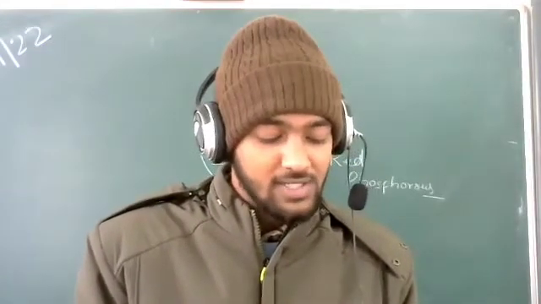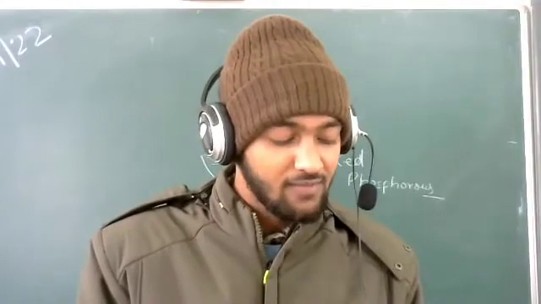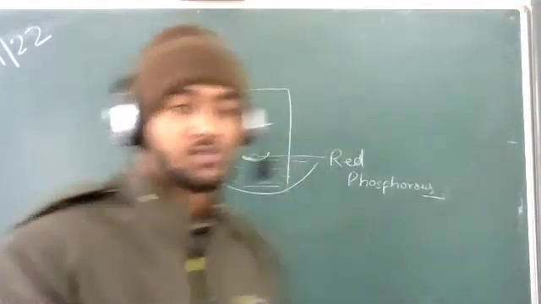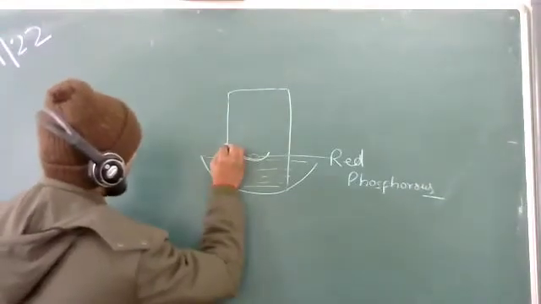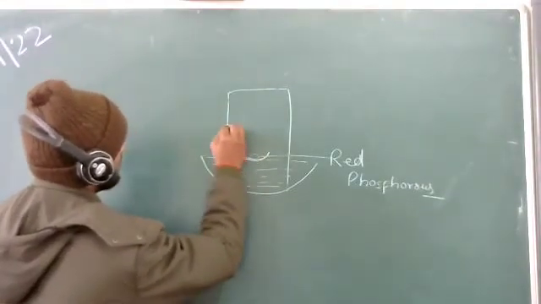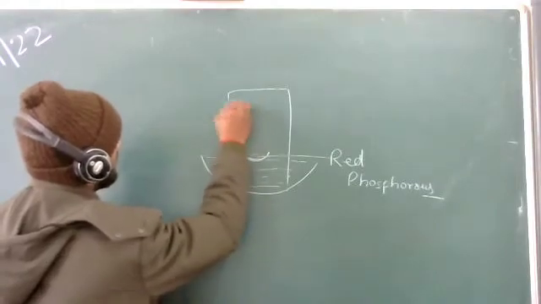The part of the bell jar above the water level contains air. Divide this into 5 equal parts. Now this part of the bell jar above the water level, we have to mark into 5 equal parts: 1, 2, 3, 4, 5.